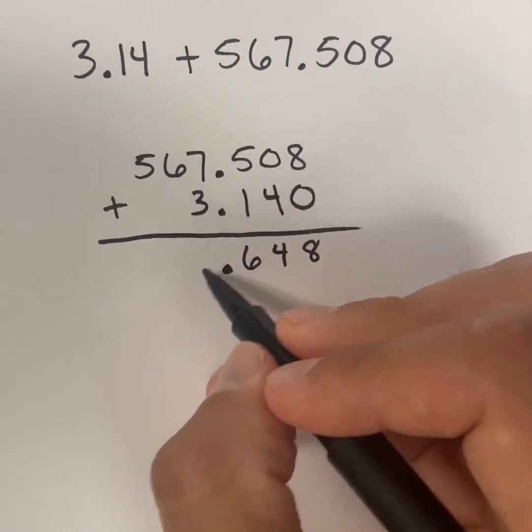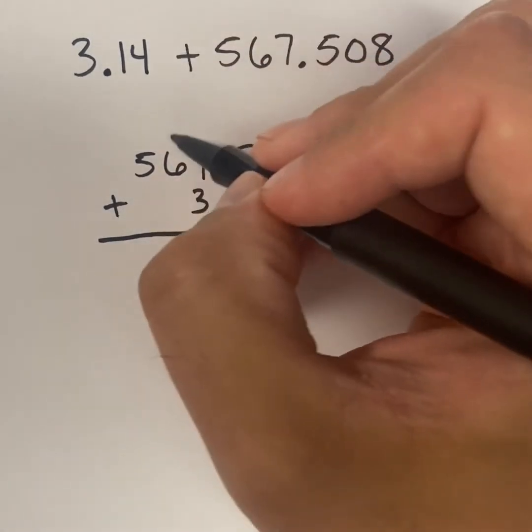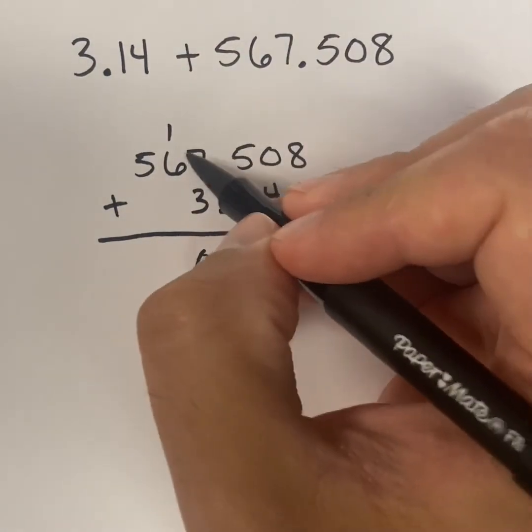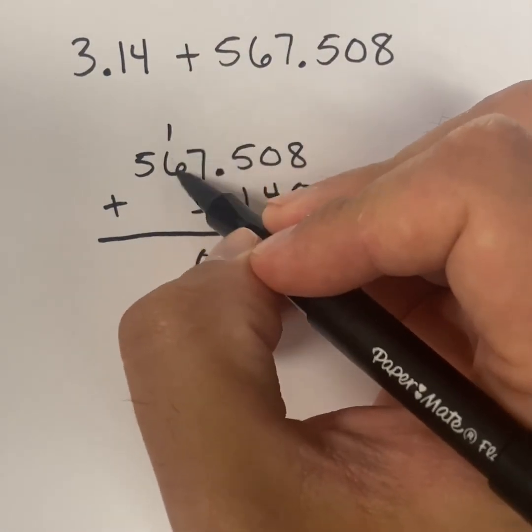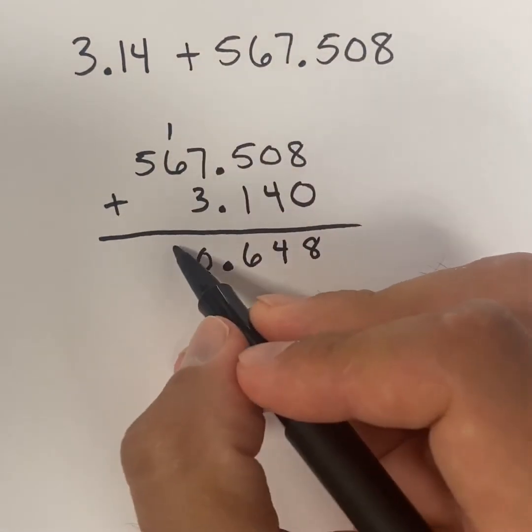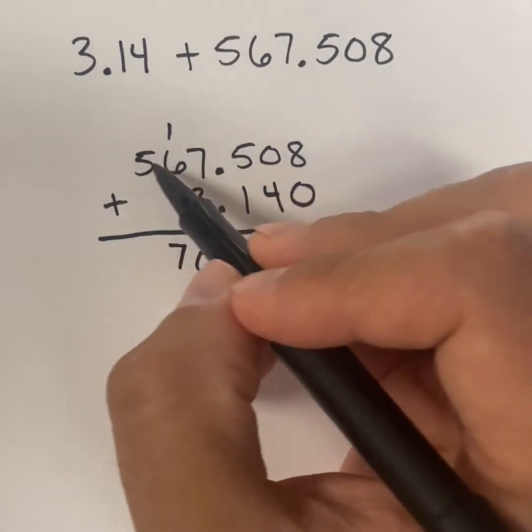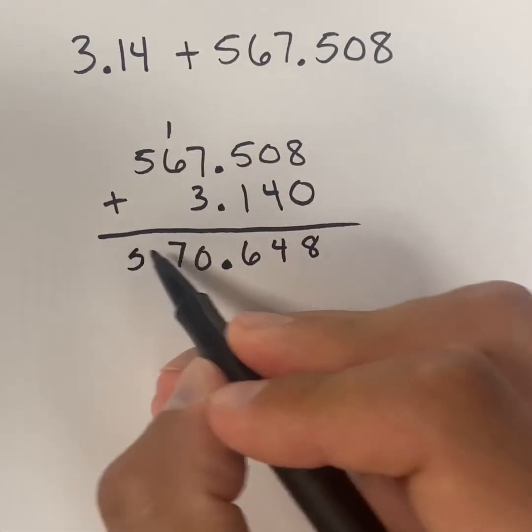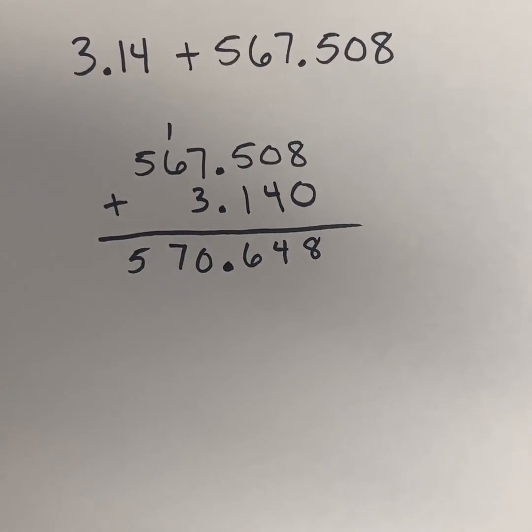Here's our decimal, remember it's just coming straight down. 7 plus 3, all right, so we made another 10. So we're going to put a placeholder 0 there, put our 10 in our tens place. So this would actually be 70 now, and we bring the 5 straight down. And we would have our answer there, 570 and 648 thousandths.